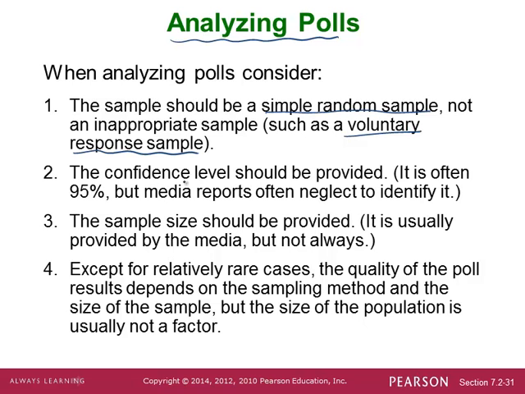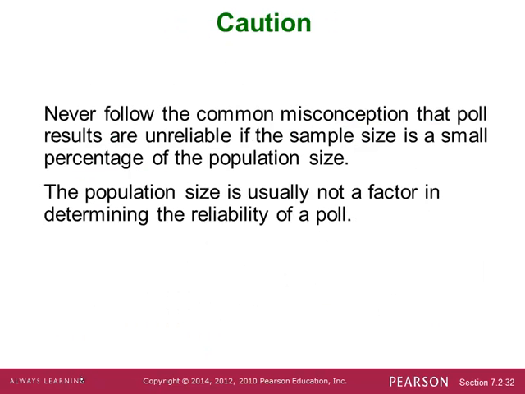Anyway, number two, the confidence level should be reported. Sample size should be provided, which it actually typically is in the fine print. And the quality of the poll results depends primarily on the sampling method and the size of the sample. But the size of the population is usually not a factor. Again, population size is usually not a factor. If your sample size is really small, that could be a problem. If it's not so small but not very large, that is not a showstopper either. It's more important to have a quality sample.